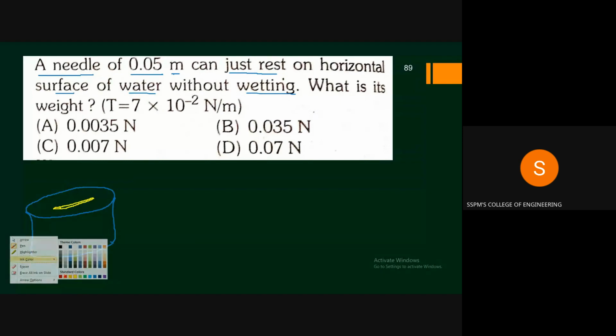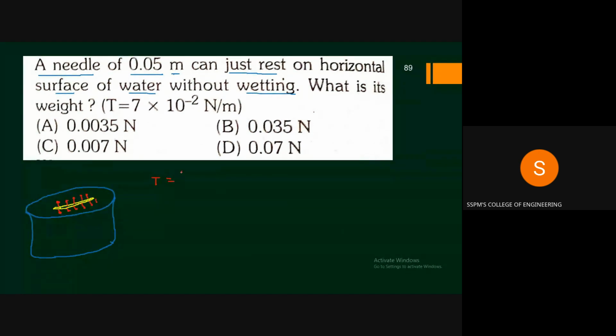As it is freely floating, it means the surface of the needle will experience a surface tension force like this. This force will support the weight of the needle. So the formula we can write: the surface tension T is equal to the force upon the total length.